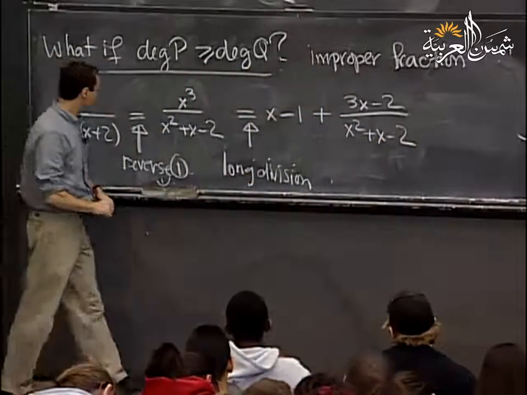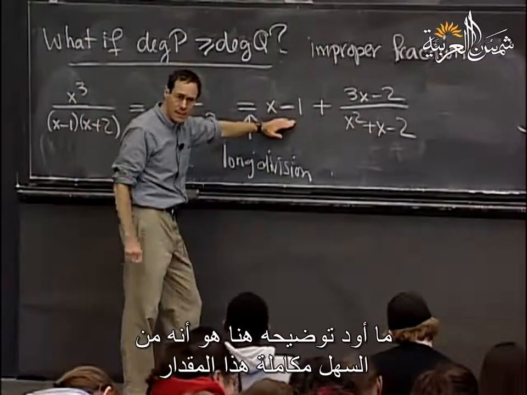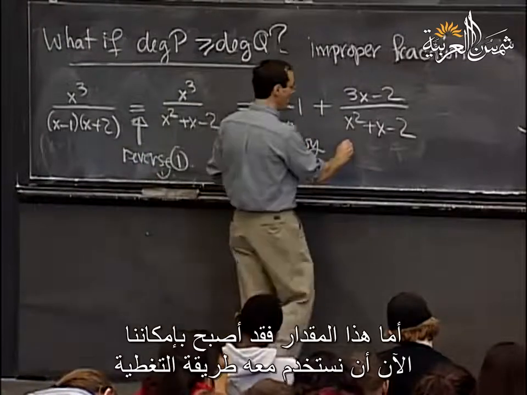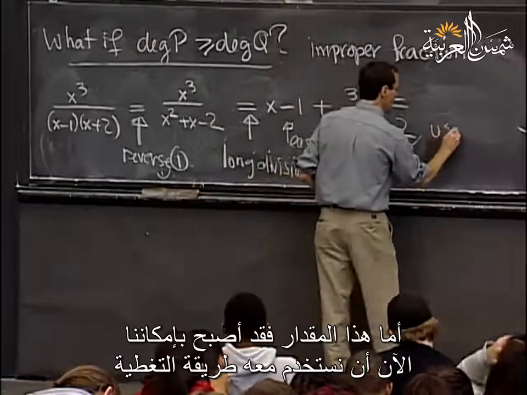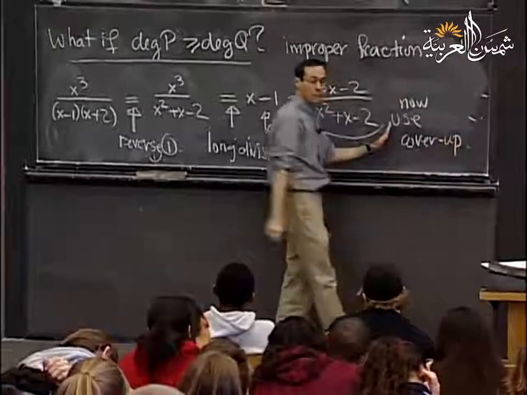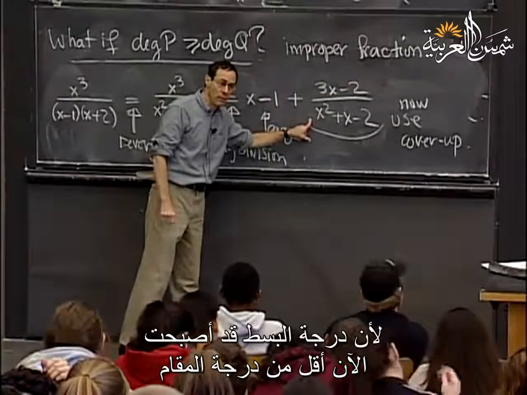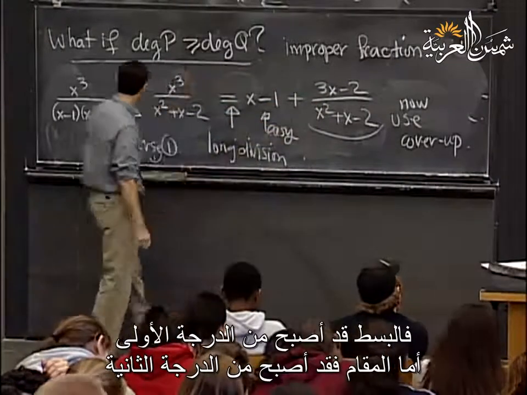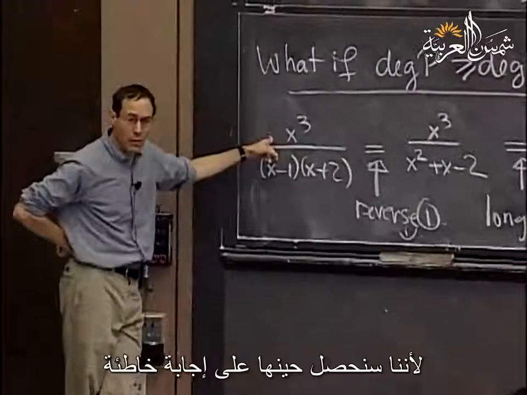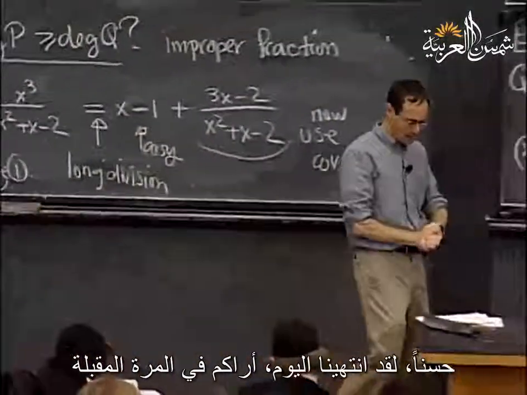All right? So the punchline here is that this thing is easy to integrate. Right? This is easy. And this one, you can use cover-up, the method that we had before, because the degree of the numerator is now below the degree of the denominator. It's now first degree, and this is second degree. What you can't do is use cover-up to start out with here. That will give you the wrong answer. All right, so that's the end for today, and see you next time.